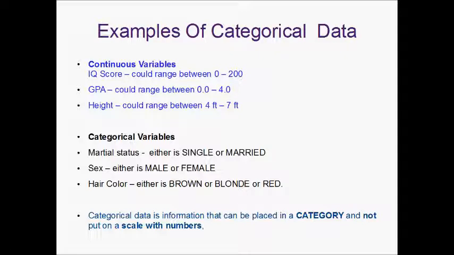Some examples are marital status, where you could be either single or married. Sex is either male or female, and hair color would be brown, blonde, or red. These are categorical because they are in separate categories, as opposed to continuous variables like IQ score, which could range between 0 and 200, GPA, which could range between 0 and 4, and height, which could range between 4 and 7. These are continuous because they run on a continuous scale, as opposed to separate categories. So let's dive into how to actually do the chi-square problem.